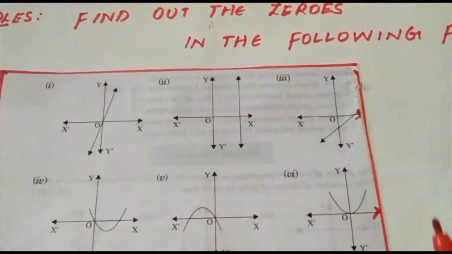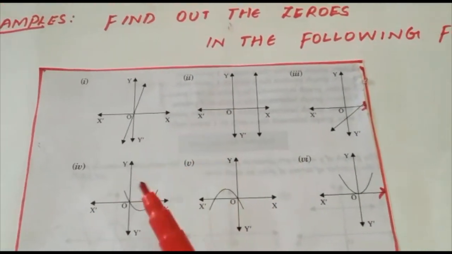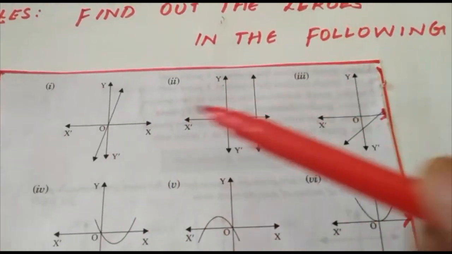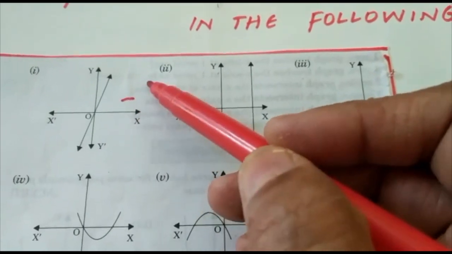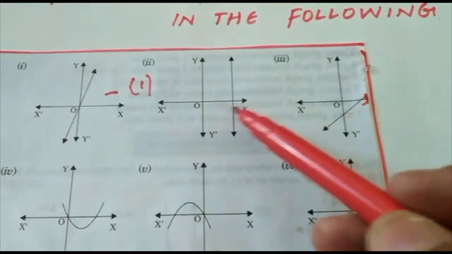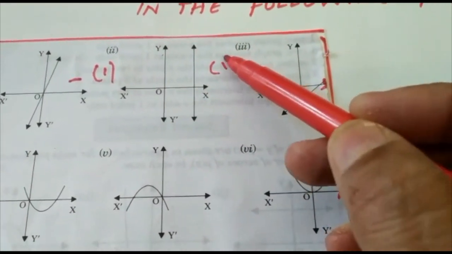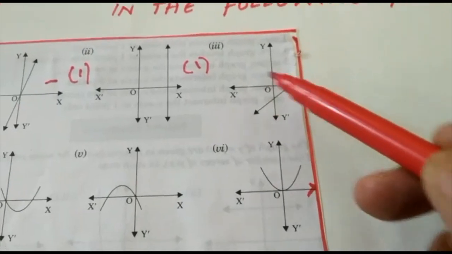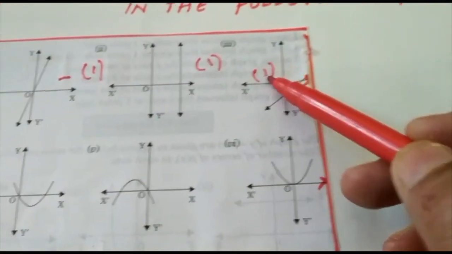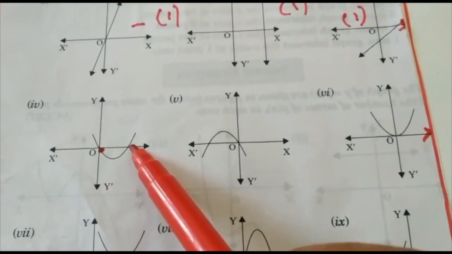Now look at the following figures and tell me how many zeros there are in each figure. For example, the first one. In the first one, it is intersecting at one point on the x-axis, so we will have 1 zero. What about the second one? Second also has only one point of intersection, so 1 zero. Third one also only one point over here. You should see only the x-axis. So only 1 zero.